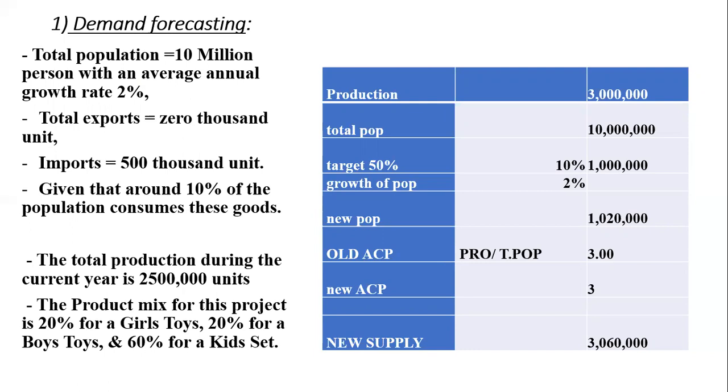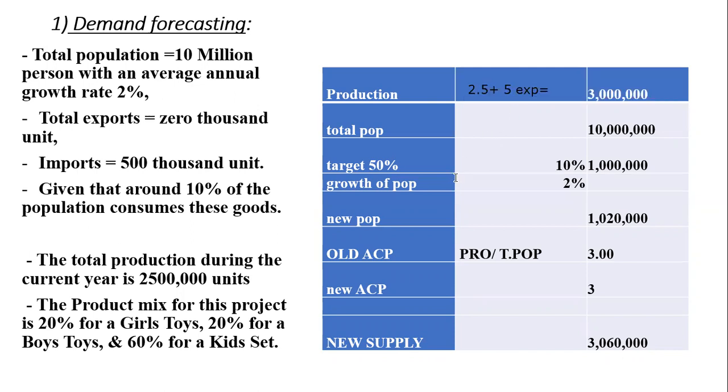Then the total production available in this market is 2.5 million. And the product mix, according to the primary research, is 20% for girls, 20% for boys, 60% for kids. So here we are going to start by using the ACP, average consumption per capita. To find the average consumption per capita, we start with the production. Here the production is 2.5 million, and I'm going to add over 500,000 in imports. Then this will give me the amount of the supply, which is 3 million.